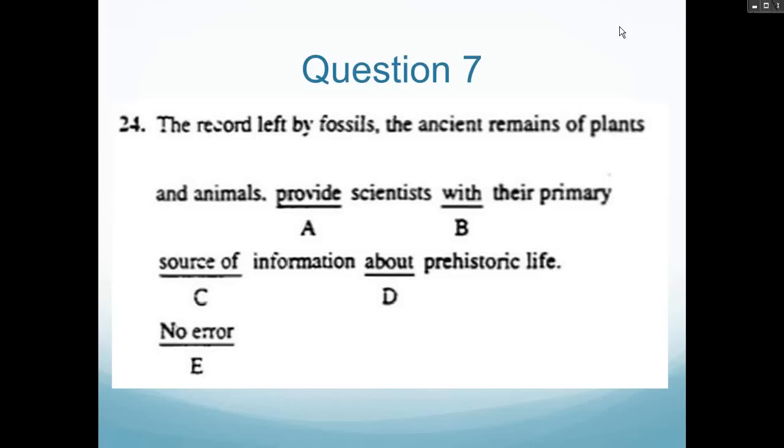Why A? The record is the subject. That's a singular subject. So the record provides scientists. You wouldn't say the record provide scientists. When you hear that out loud, you can instinctively tell that's not correct. So anyway, they're trying to trick you. Look how many plural words they have between record and provide. Fossils is one, remains is two, plants is three, animals is four. Four words to try to throw you off. That's the typical SAT trick right there. So it's the record provides.